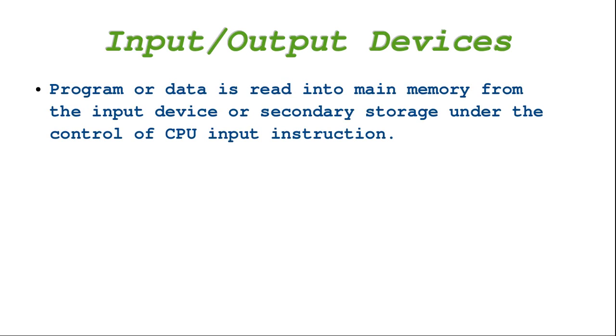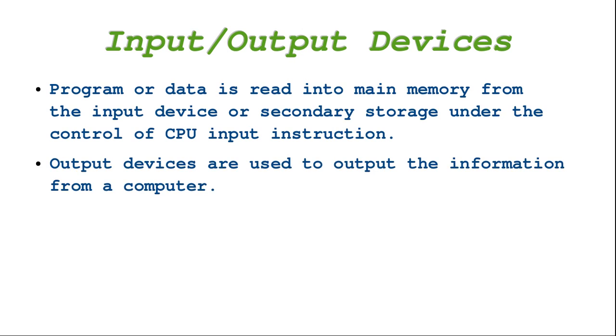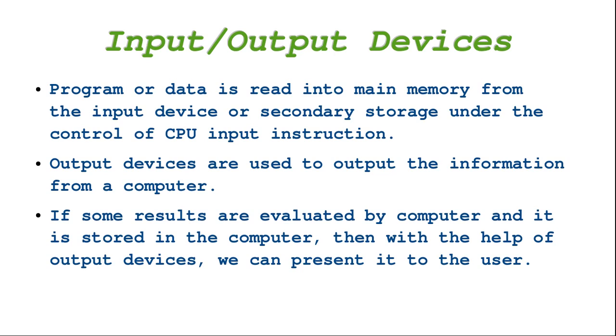Now coming to input output devices. Program or data is read into main memory from the input device or secondary storage under the control of the central processing unit's input instructions. Output devices are used to output the information from a computer. If some results are evaluated by the computer, they are stored in the computer. Then with the help of an output device, we can present them to the user.